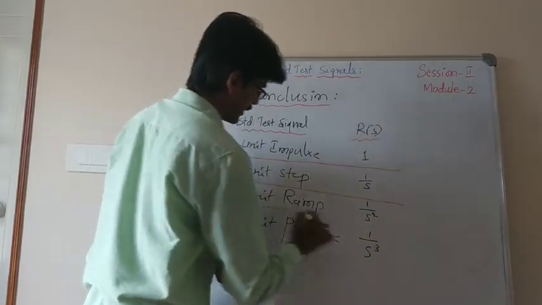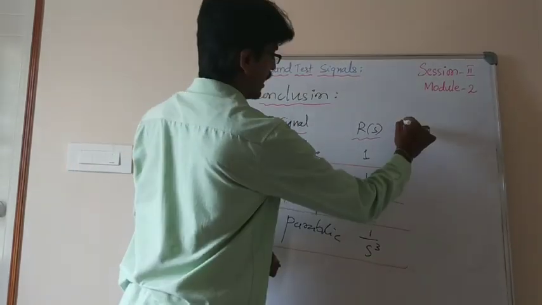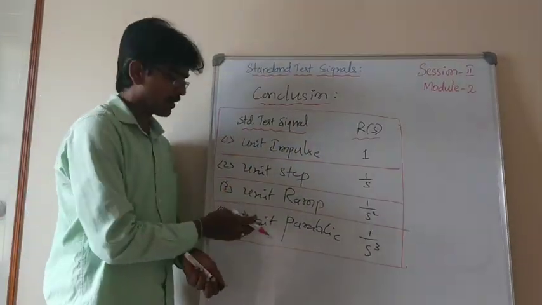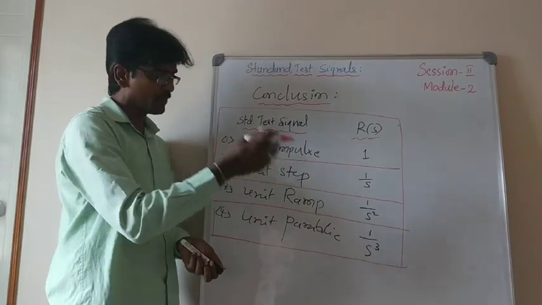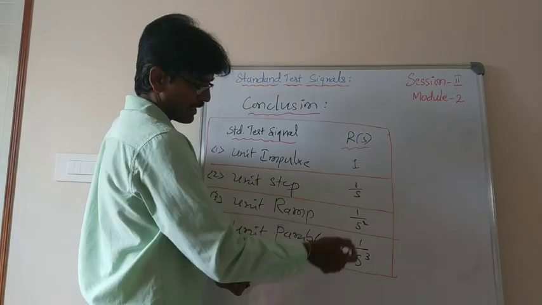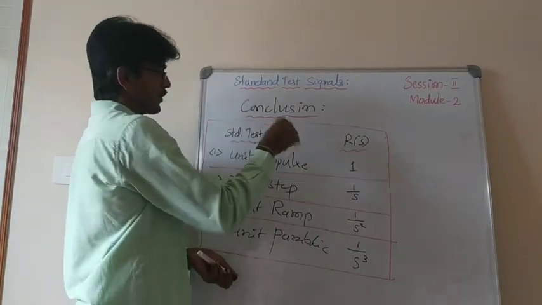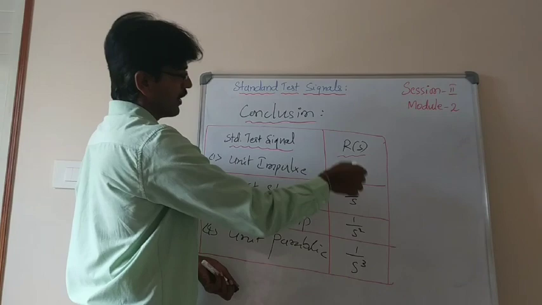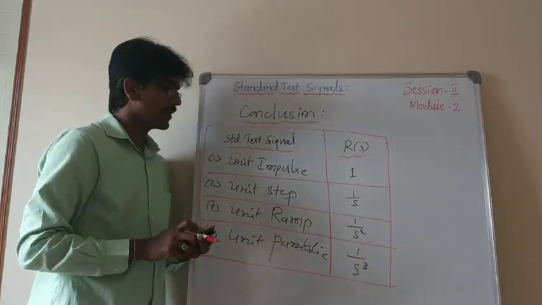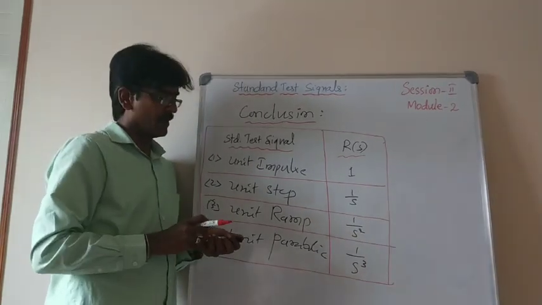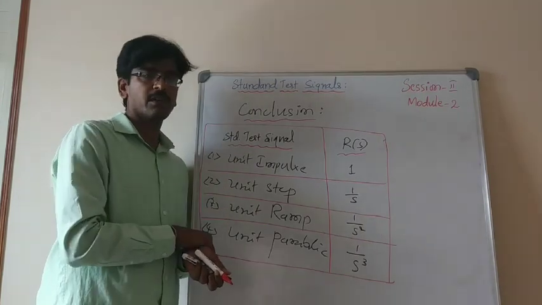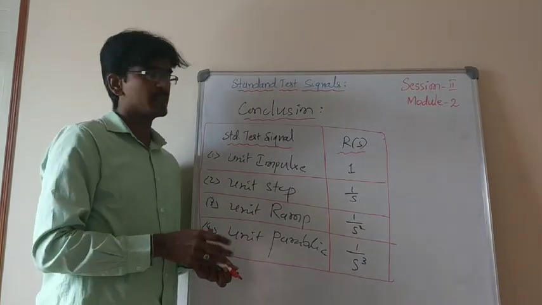That means you can see the similarity of these four signals. That's why when I was discussing parabolic, I took the amplitude as a by 2 so that a does not come into the picture and the 2 gets cancelled, so you got 1 by s cube here. So this is how easily you can remember the relation between one signal and the other signal, and these signals are applied or considered to predict the output of the system. So this information is very important to discuss the further sessions.